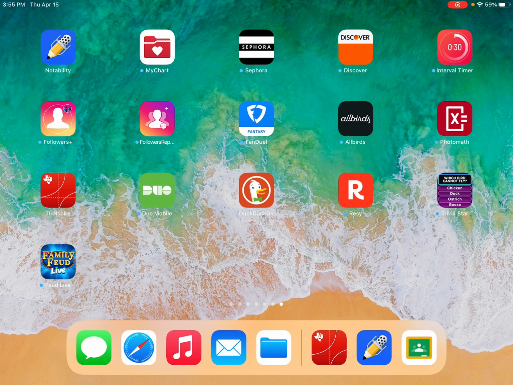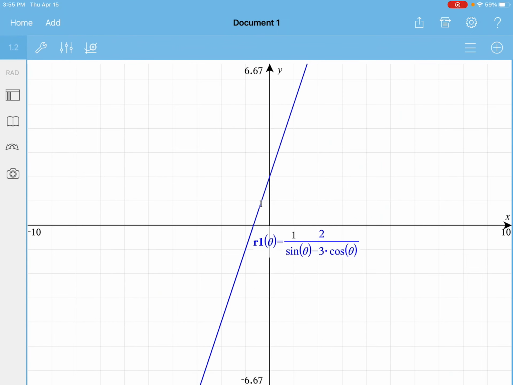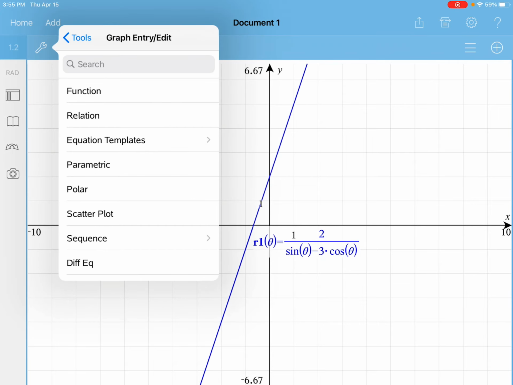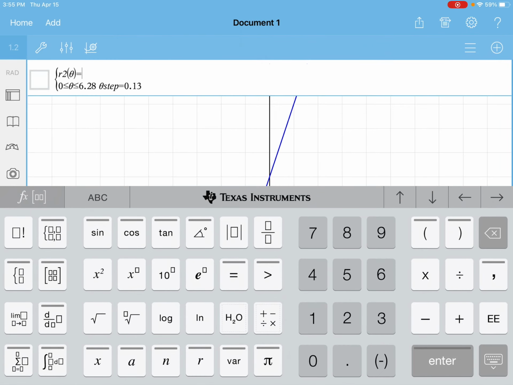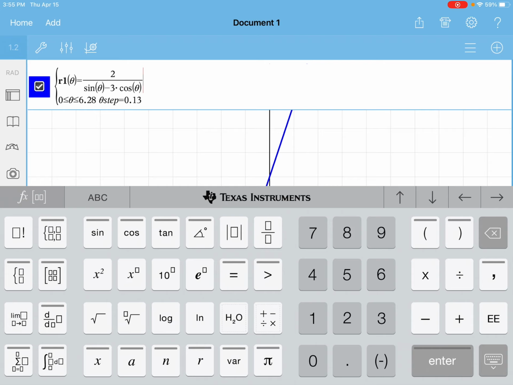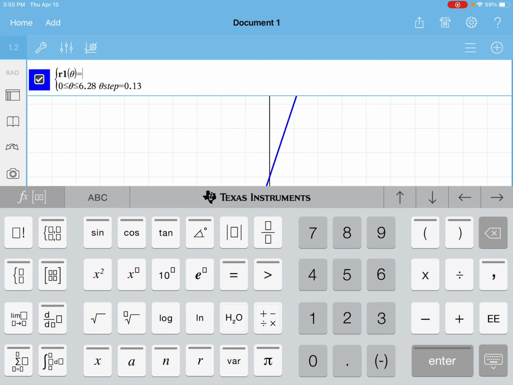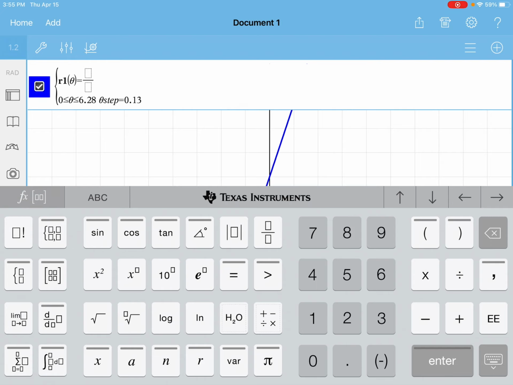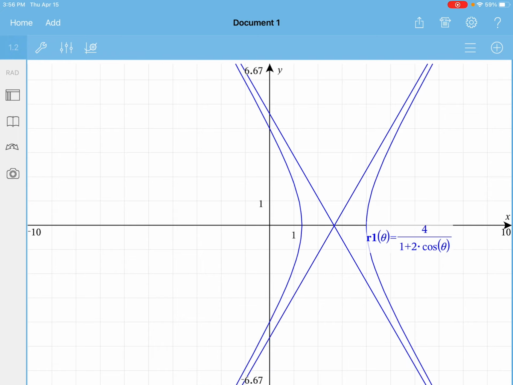Do you want to see what that looks like? I kind of am curious. So let's go to our TI Inspire, go to our polar coordinates. I'm going to take that one out so it doesn't confuse us. And we are going to put in another fraction. This time we're going to have 4 on the top, and 1 plus 2 cosine theta. Look at that.